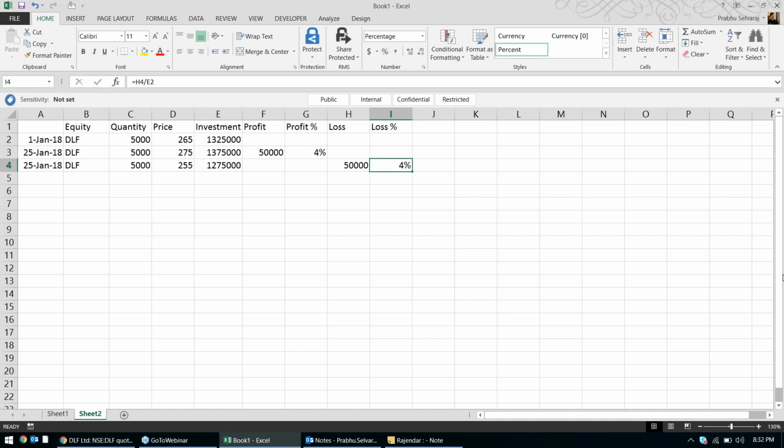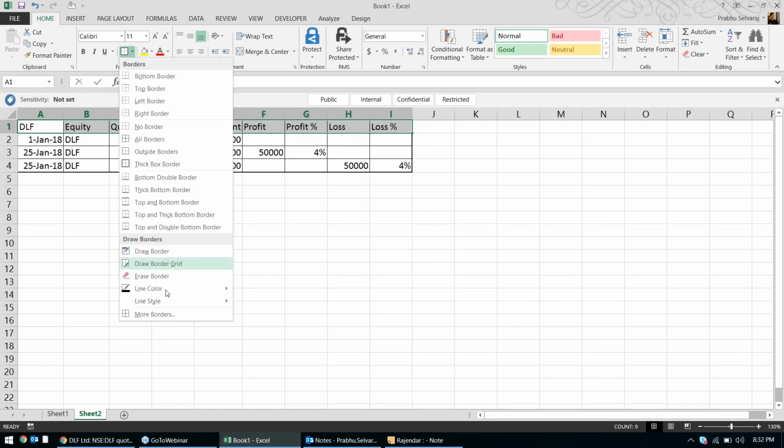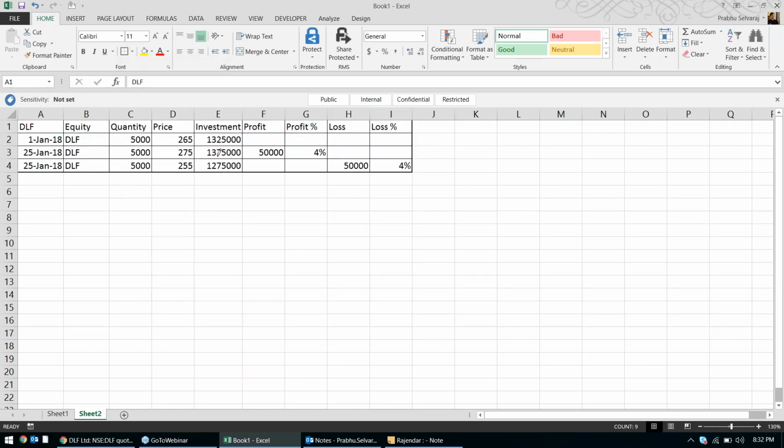Clear? So you bought 5,000 shares by investing 13,25,000. By end of the month, if the stock price has gone up by this much, you'll make a profit of 50,000, which is equal to 4% of your investment. This is the return you can expect in your equity investment.